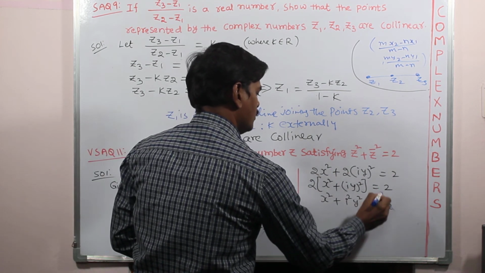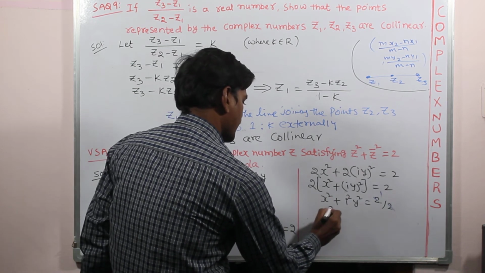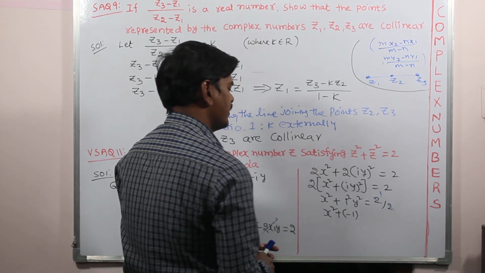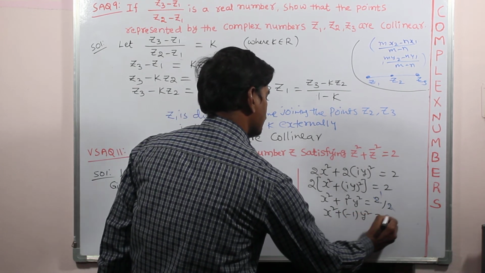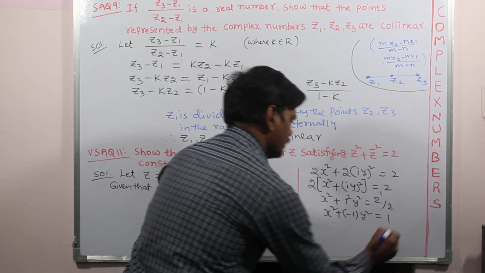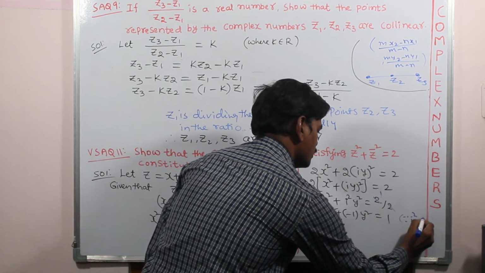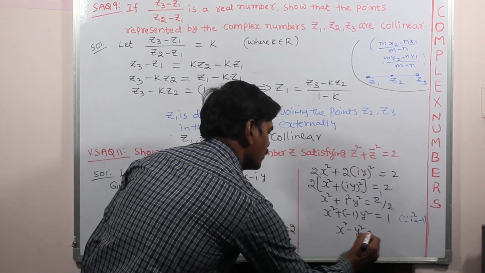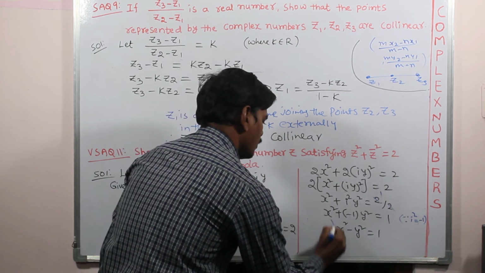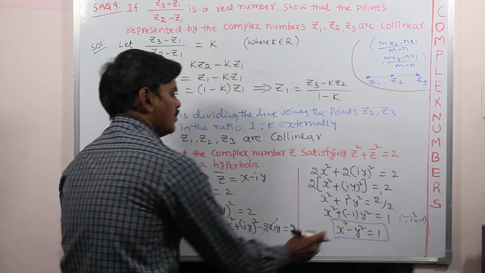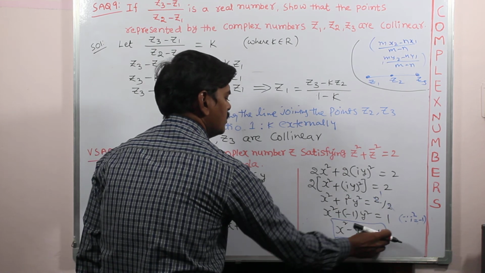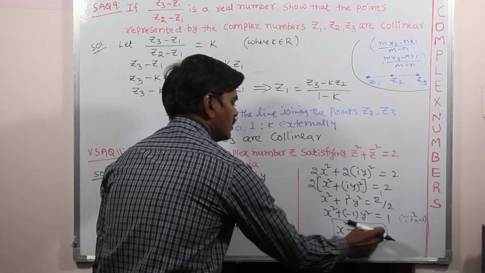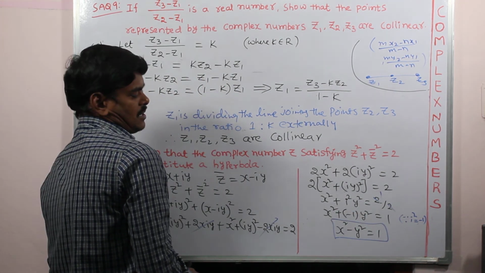Now 2 gets cancelled. X square plus iota square, you know the value of iota square is minus 1, into y square, that equals 1, since iota square equals minus 1. Now x square minus y square equals 1. So this is the locus of z, which is in the form of x square minus y square equals a square, the equation of hyperbola. X square minus y square equal to a square represents a hyperbola.